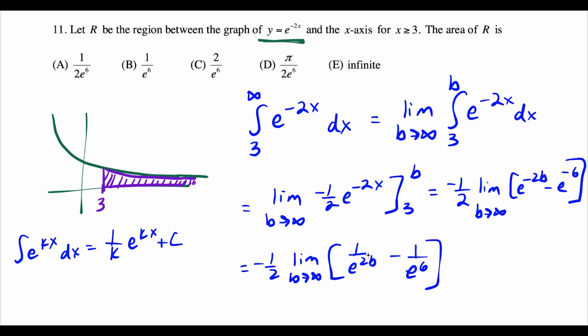Now, as b goes to infinity, 1 over e to the 2b is going to go to 0 because I have 1 divided by infinity. So I'm going to have negative 1/2 times 0 minus 1 over e to the 6. So if we distribute here, negative 1/2 times negative 1 over e to the 6 is equal to 1 over 2e to the 6th power. So now we just look through the answer key, and this is going to be choice A.